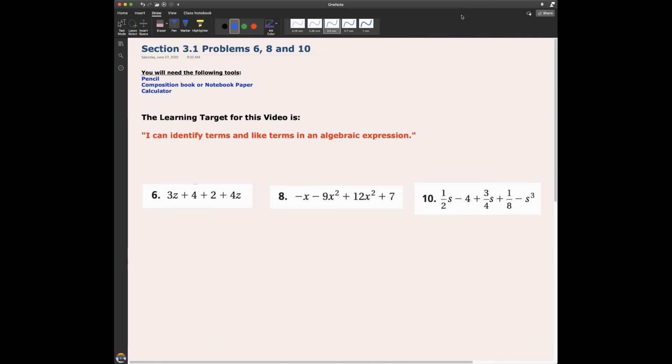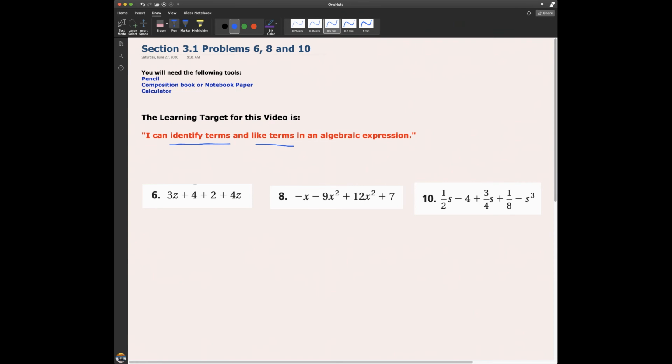So you need a pencil, composition book, or notebook paper. You won't need a calculator for this one, but if you have one handy, that's always a good thing. So we'll jump right in. For problems 6, 8, and 10, we have to identify the terms and the like terms.